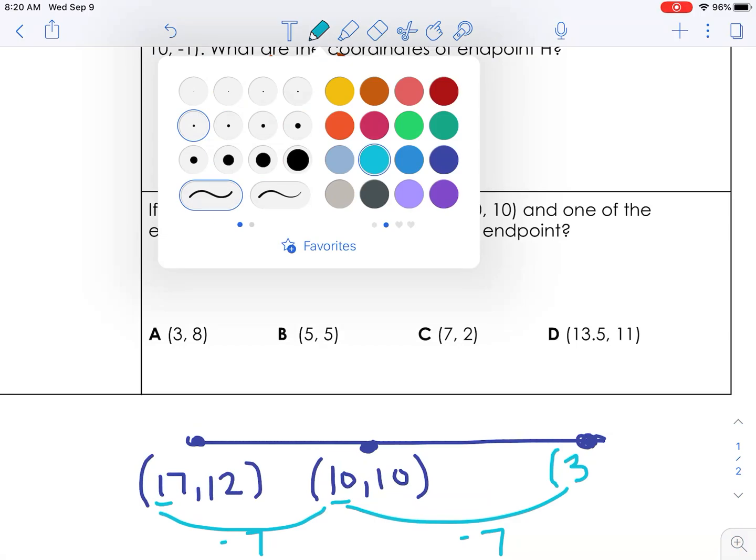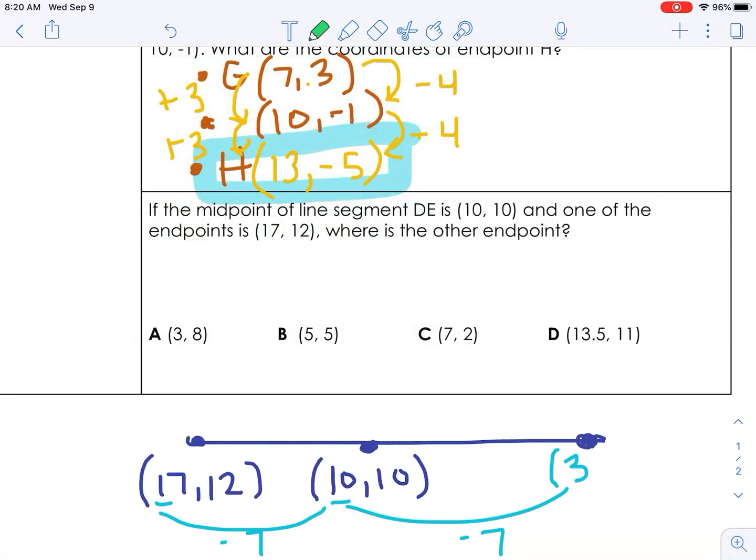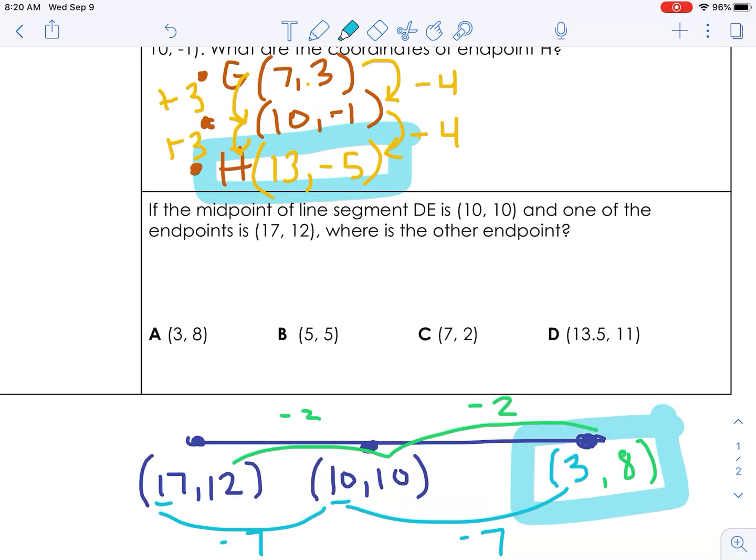And now we can look at our y values. So from 12 to 10, that decreased 2. So we're going to decrease 2 again. So the other endpoint is 10 minus 2, which is 8. So the other endpoint is at 3, 8.